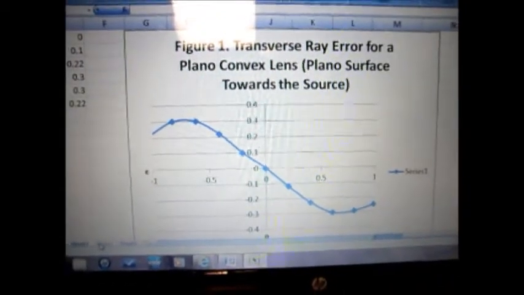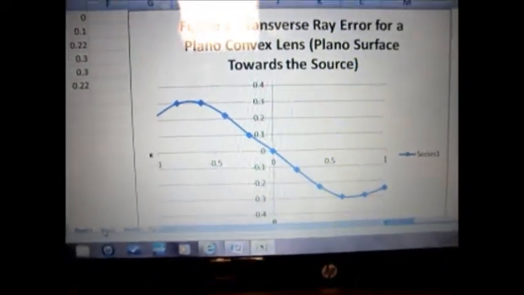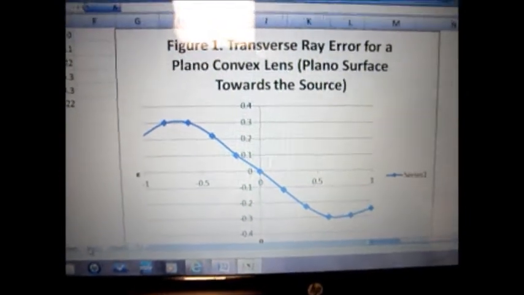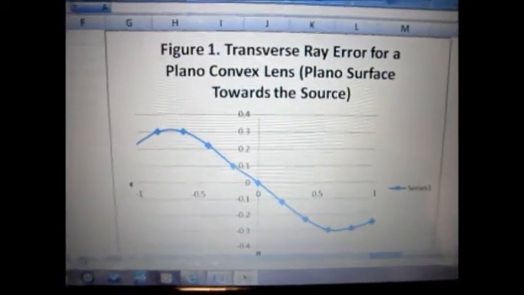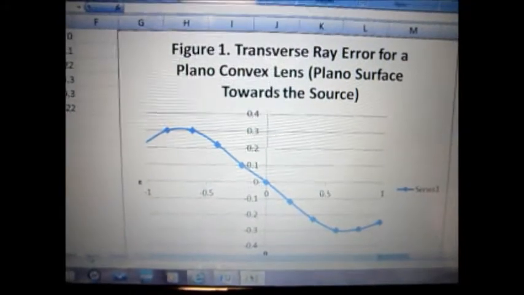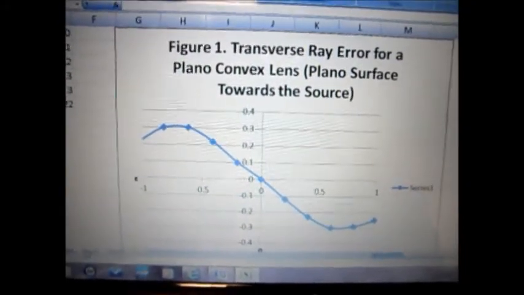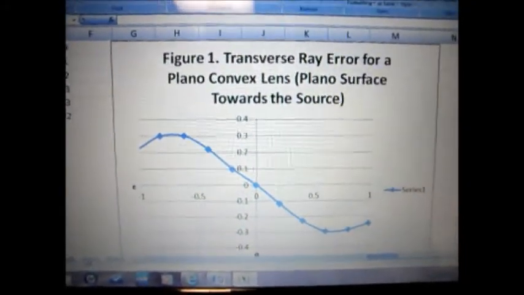With the plano surface towards the source, we measured the aberration, and we got this cubic shape, which is typical of spherical aberration, as well as a slope at the center. And this negative slope means that we're inside focus, which is exactly where we'd expect marginal focus to be.